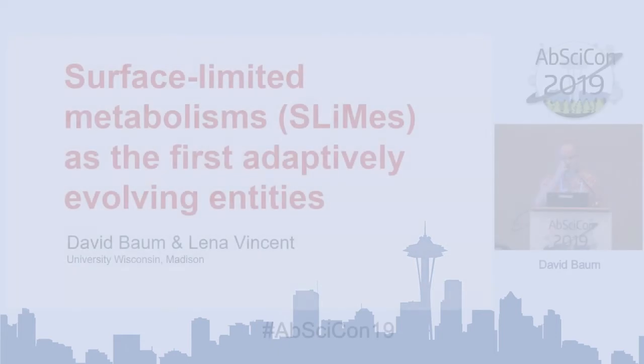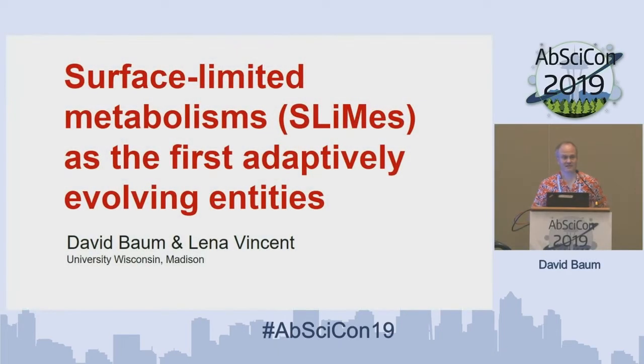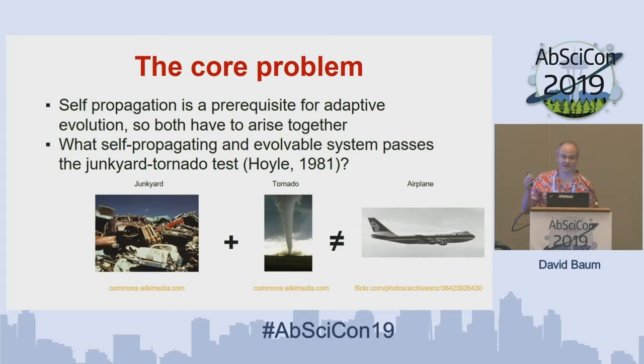So today I'm going to try and make the case that the earliest adaptively evolving systems were surface-limited metabolisms, which we call slimes, and that thinking through this, the existence of slimes provides some suggestions for some interesting empirical approaches. To get us started, let's define the core problem. The core problem, as I see it, is that the first adaptively evolving system had to be self-propagating.